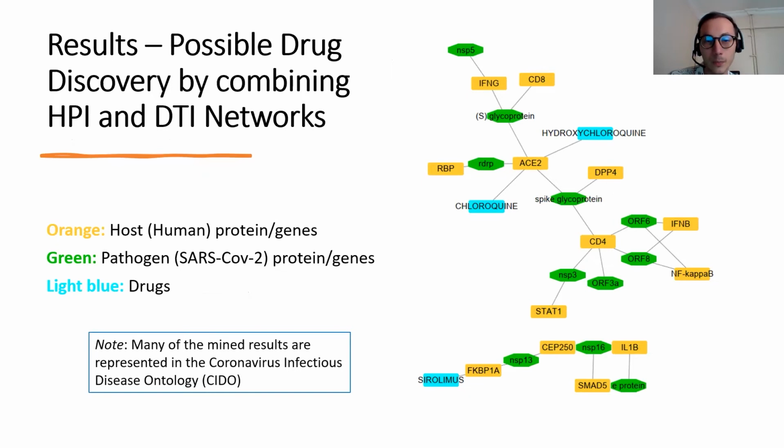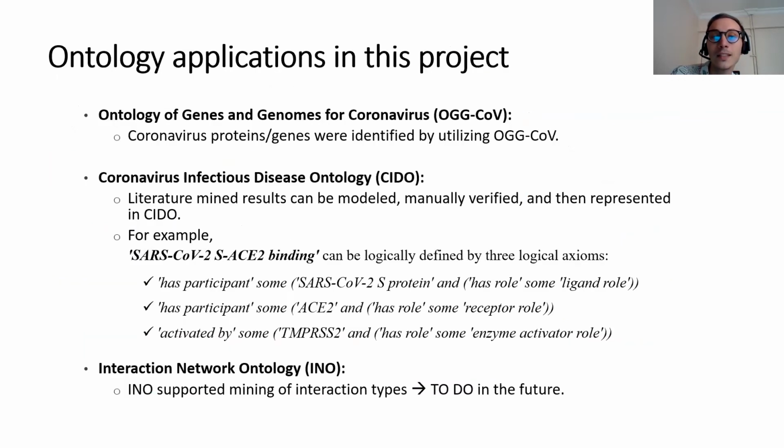Oranges are our host proteins and greens are our pathogens. If we merge our host and pathogen interaction network with the DTI network, we can reveal possible drugs that target our host entities. Many of our results are represented in the Coronavirus Infection Disease Ontology. And lastly, we would like to mention ontology applications in our project. Coronavirus proteins and genes were identified by utilizing the Ontology of Genes and Genomes for coronavirus, OGG. Literature mined results can be modeled, manually verified, and then represented in the Coronavirus Infection Disease Ontology. And as future work, we will also include the interaction types by using the Interaction Network Ontology.